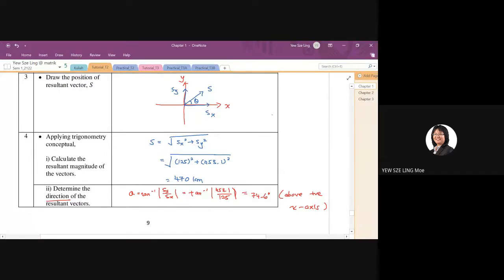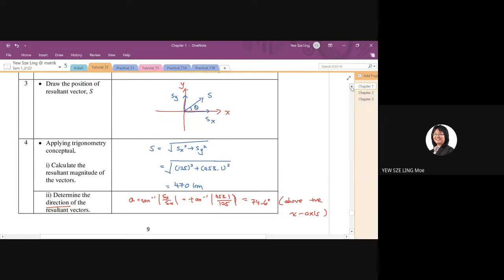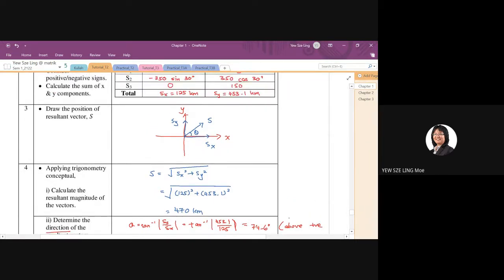All right, so they just changed the way they ask the question. But what they are asking for is still the same, which is the magnitude and also the angle. Okay, mereka cuma tukar bentuk soalan saja, tapi apa yang ditanya sebenarnya juga sama. Okay, dia masih tanya pasal resultant vector, dia masih tanya pasal angle.